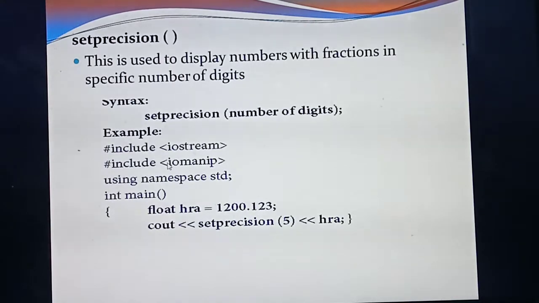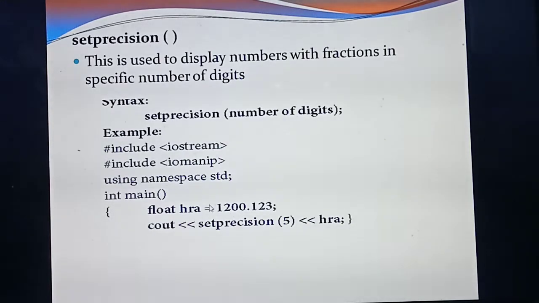iomanip. Okay, so here we are going to use this setprecision manipulator. So we are including another header file. What's the name of the header file? iomanip. Understood? Okay, so what's the next line? using namespace std; then main function, then open brace.